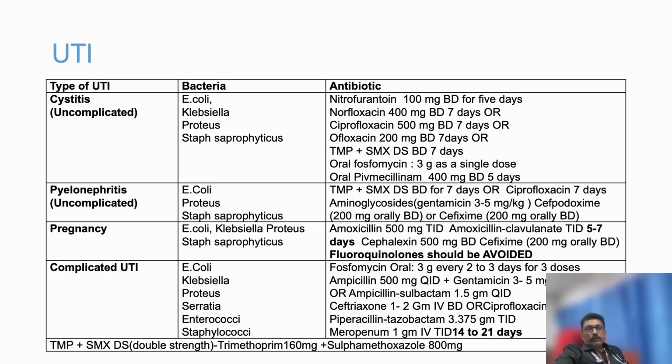And in pregnancy, try to avoid fluoroquinolones. We can go for Augmentin, Cefixime. Like that, we can select drugs. Cefixime can be given 200 mg orally BD. Augmentin can be given 625 TID.